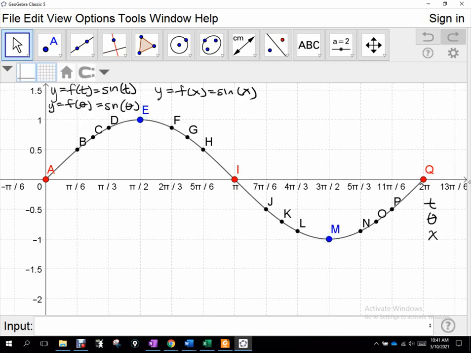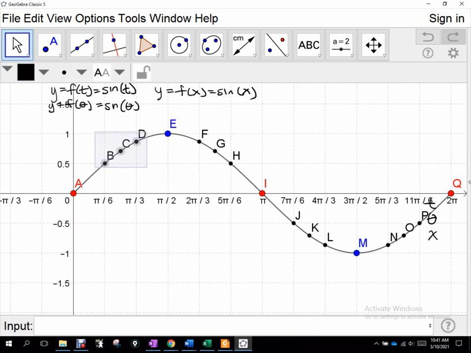Okay, the blue points. Would you agree those y values are pretty easy to locate? Really easy to graph, 1 and negative 1, right? How does the x coordinate of E relate to A and I? Halfway. Okay. How does the x value of M relate to I and Q? Same thing, halfway. Okay.